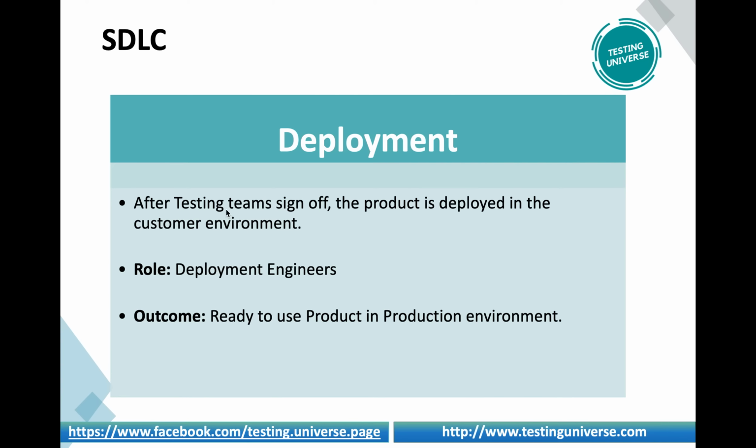Once everything is done, after the testing team signs off, the product is deployed or installed in the customer environment for the end user. So who are all involved in this particular deployment phase? There will be separate deployment engineers. They are going to deploy the product in the customer's environment. So what is the outcome of this phase? A ready-to-use product in the customer or production environment. The customer environment where we have deployed the software is called the production environment.